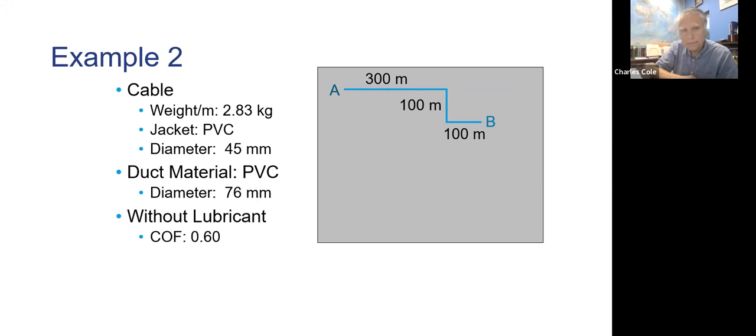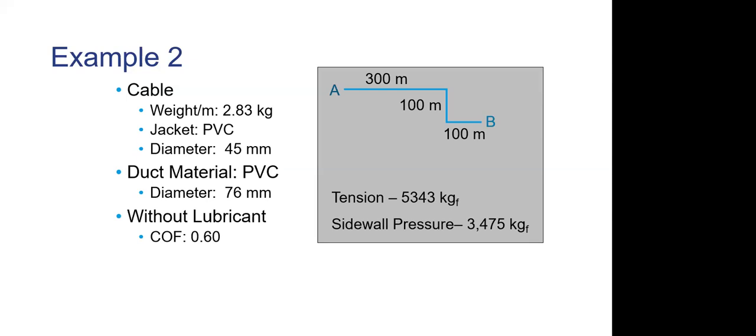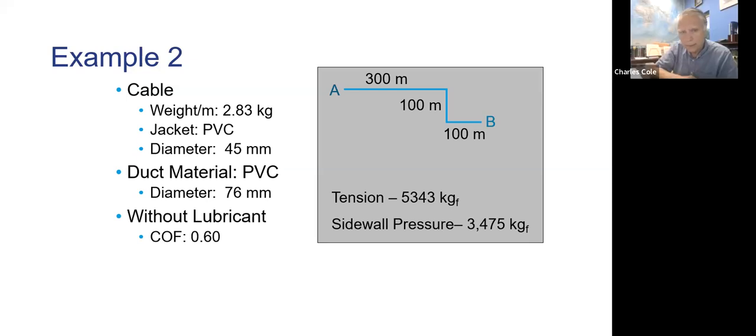So click, please. Here you see that the tension moves from 800 and something to 5,343 kilograms of force. And we've also introduced sidewall pressure because we've got two bends, and that is 3,475 kilograms force. So you can see that installation of this cable in duct could be problematic, especially with the sidewall pressure that this cable might experience.